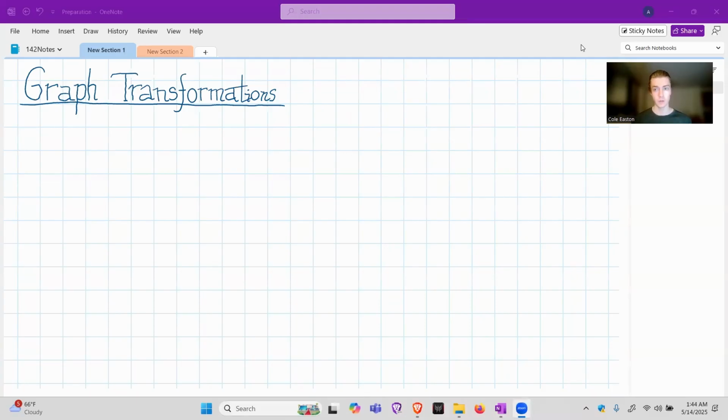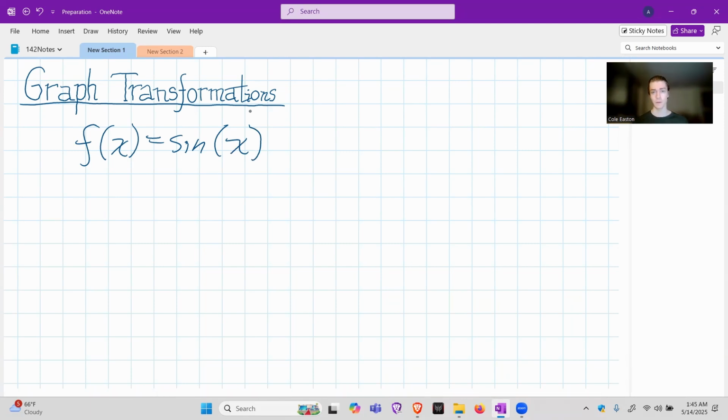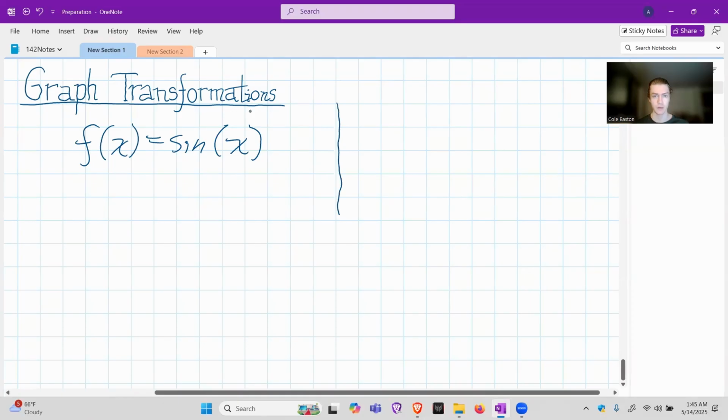Now we're going to move on to our next main topic, which is graph transformations. Let's start with a function that we know how to graph. I'm going to use the function sine of x, because I think this is good at illustrating a lot of these transformations. Okay, so now let's just graph sine of x really quick.